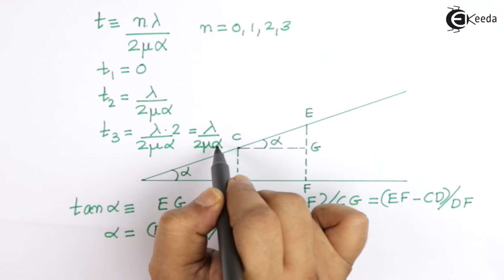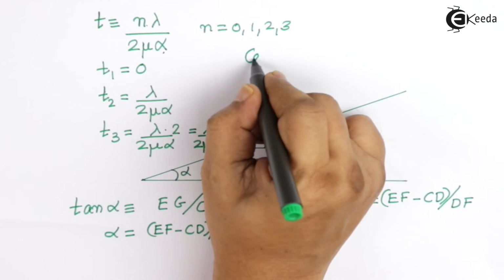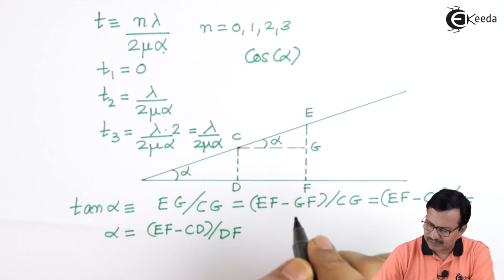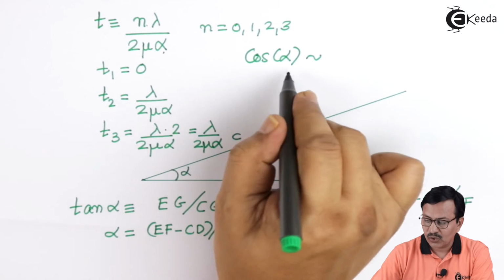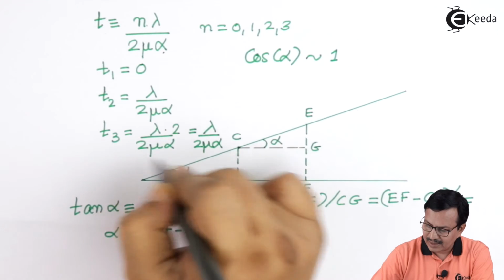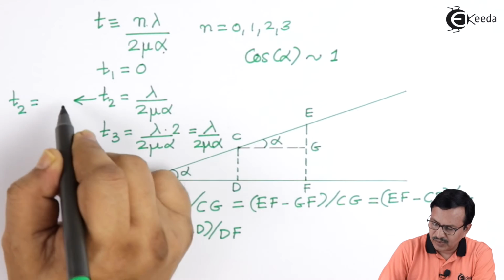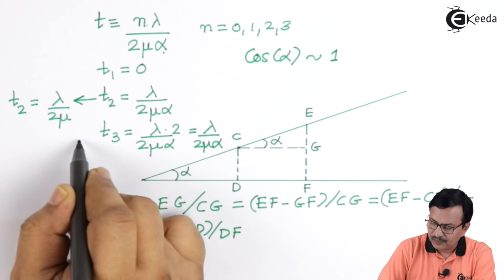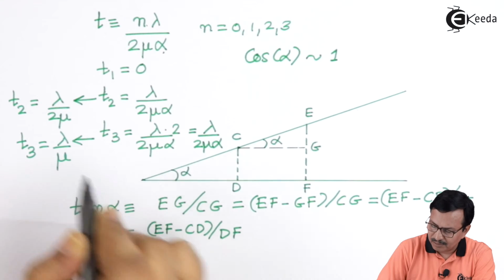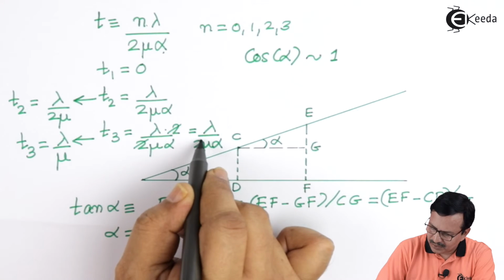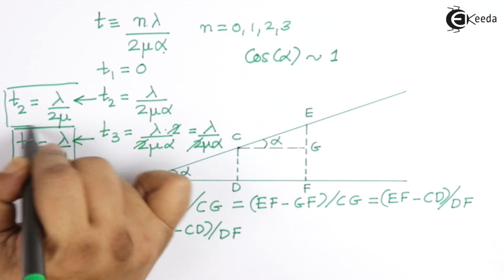We know that in all these cases we have this value alpha. But since it is cos of alpha, and alpha in itself is very small, it is almost equal to 1, because cos of 0 is equal to 1. Hence, for all these cases, T2 is going to be equal to lambda upon 2 mu, and T3 is equal to lambda upon mu, because the terms get cancelled, and therefore you have two expressions, for T3 and for T2.